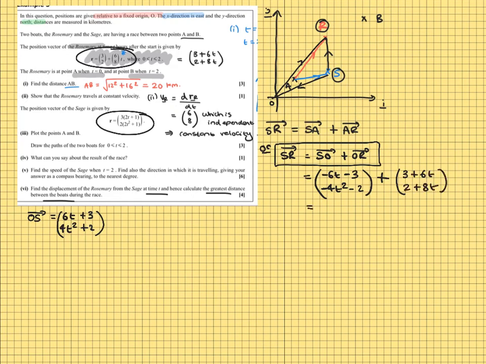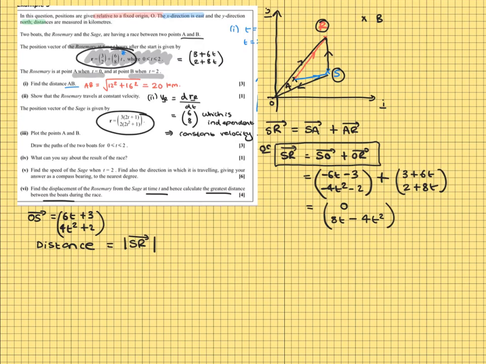Now let's simplify that, and interestingly you will see that there's a 0 in the i component. The j component works out to be 8t − 4t². What does the i component being 0 mean? It means there is 0 horizontal distance between the Rosemary and the Sage at any time t. So vertically they are directly in line with each other, which actually worked out quite nicely for my sketch diagram over here. So there's the position vector. Now the distance between them will be the magnitude of this vector, the magnitude of the vector SR.